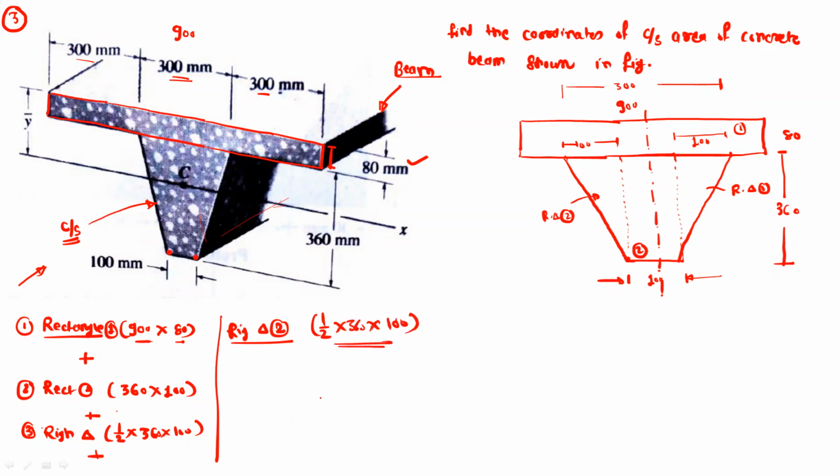Okay. So in this way, we will get the required area. So basically this required area is nothing but the cross-sectional area of the concrete beam. So this is the required area. Okay, so we have to add rectangle 1, rectangle 2, right angle triangle 1 and right angle triangle 2.